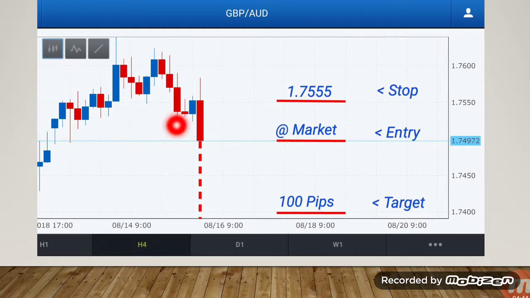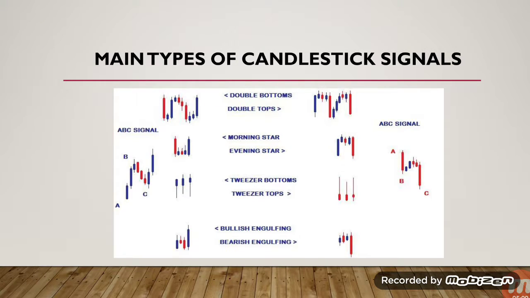And given the range of this currency pair and the strength of this signal, which is expected to move the market pretty quickly, the target was set for 100 pips with the expectation that this is going to be hit within the next 24 to 48 hours.